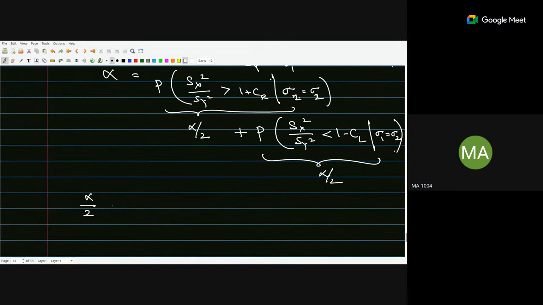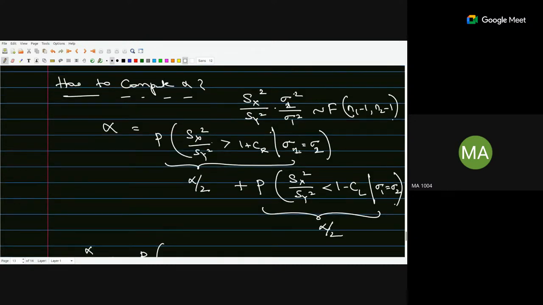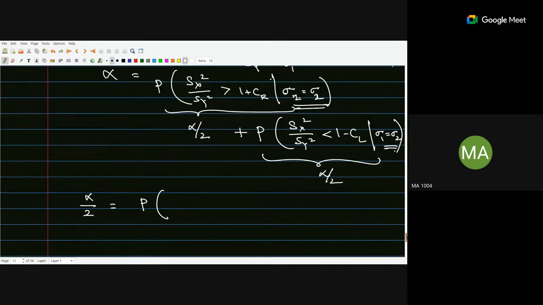Therefore, alpha by 2 is equal to the probability, and you can see this is T, and also if we are in the space of sigma 1 equal to sigma 2, that itself follows F distribution. So we are very close to our solution. So this itself follows F distribution, greater than 1 plus CR. And this is also equal to the probability that F with n1 minus 1 and n2 minus 1 is less than 1 minus CL.